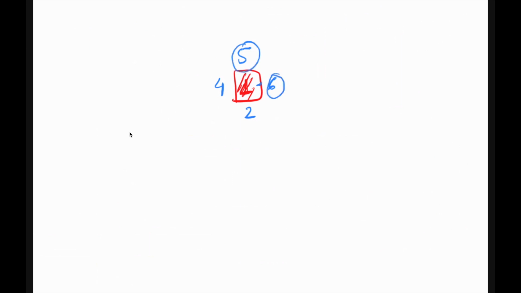Let's just consider this particular case here. We are just considering right and top here. So let's call this u, and let's call this v.